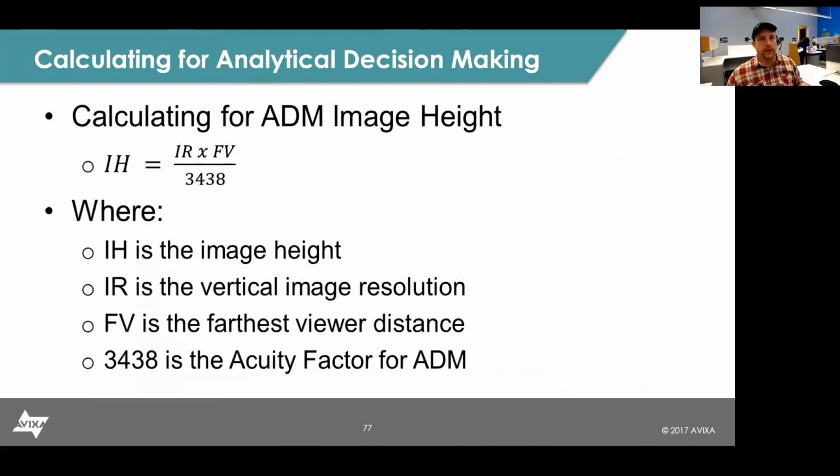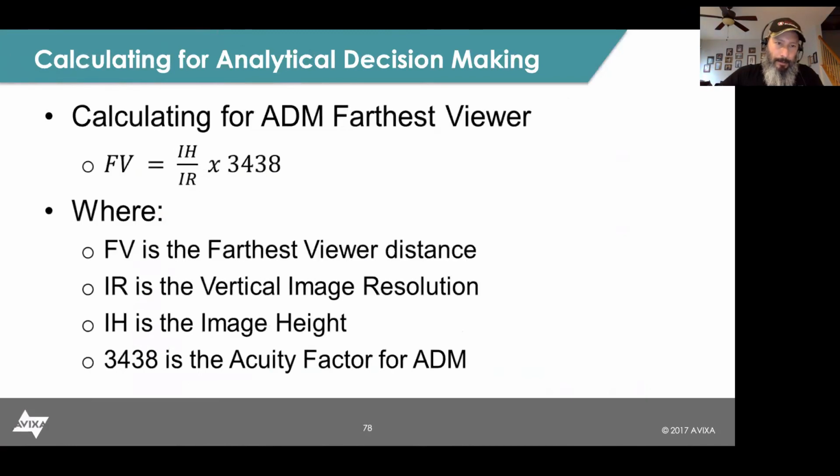Got it. Okay. This is where I need to see that cancer cell versus that good cell so we know where to cut. Or I'm looking at satellites that are looking at troop movements, and there's a very tiny bush, and I need to see if there's a bad guy in that bush. Okay, so this is where I would get right up in it. And this is 3438, it's just the acuity factor for analytical decision making.